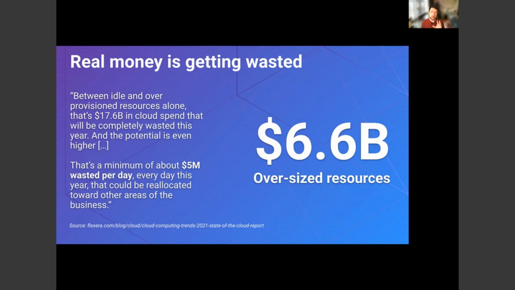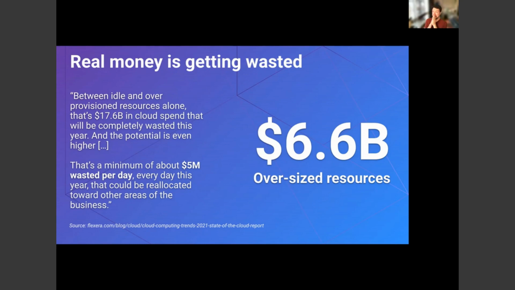Between idle and over-provisioned resources alone, that's $17.6 billion in cloud spend that will be completely wasted this year. And the potential is even higher. That's important. And the report goes on to talk about why that is, but keep that in your mind, that this number is probably only going to get bigger unless we do something about it. That's a minimum of about $5 million wasted per day, every day this year, and again, the reports from last year, that could be reallocated toward other areas of the business.